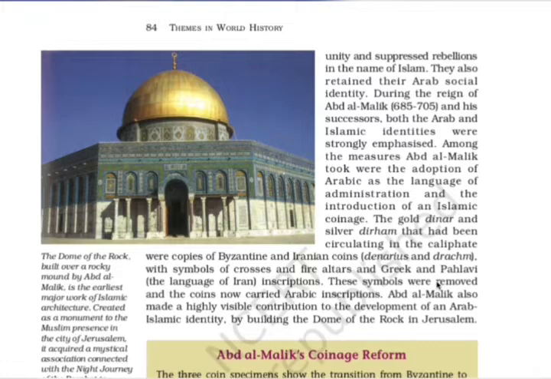During the reign of Abdul Malik, 685 to 705, and his successors, both the Arab and Islamic identities were strongly emphasized. Among the measures Abdul Malik took were the adoption of Arabic as the language of administration and the introduction of an Islamic coinage. The gold dinar and silver dirham that had been circulating in the Caliphate were copies of Byzantine and Iranian coins, denarius and drachm, with symbols of crosses and fire altars, and Greek and Pahlavi, the language of Iran, inscriptions. These symbols were removed and the coins now carried Arabic inscriptions. Abdul Malik also made a highly visible contribution to the development of an Arab Islamic identity by building the Dome of the Rock in Jerusalem.